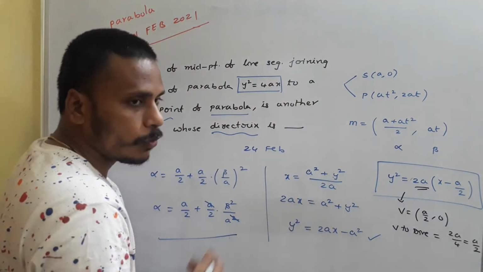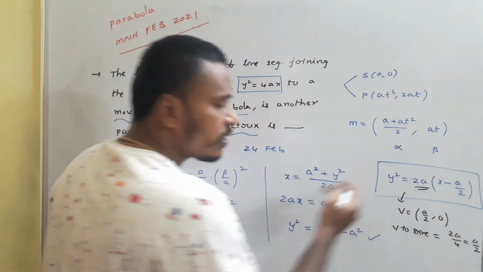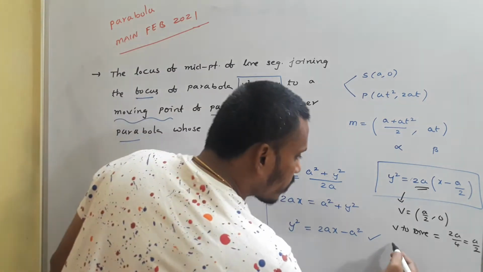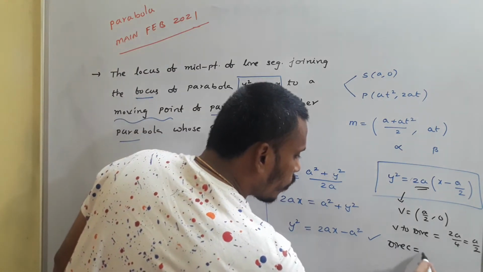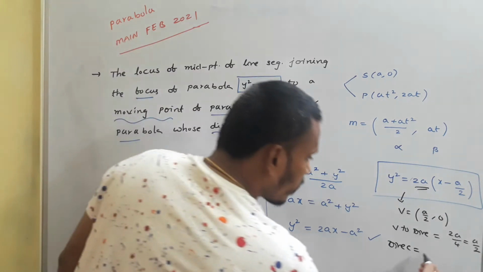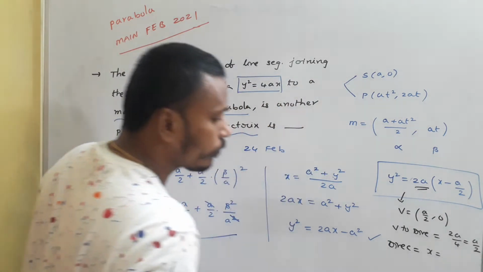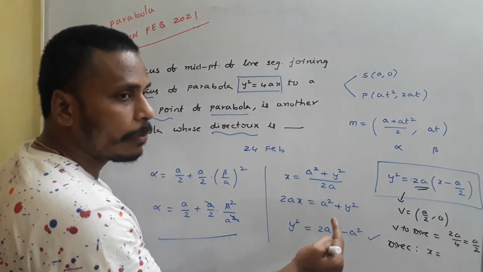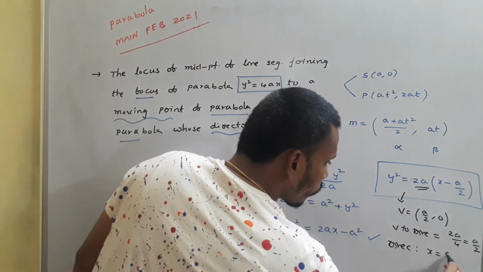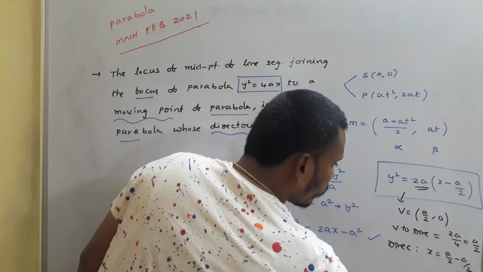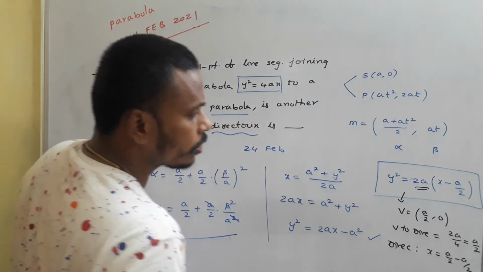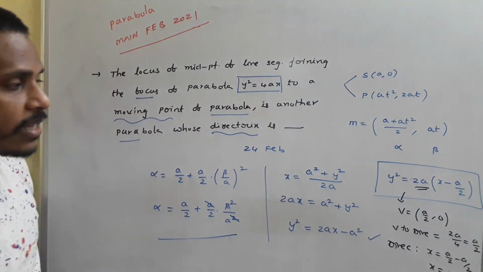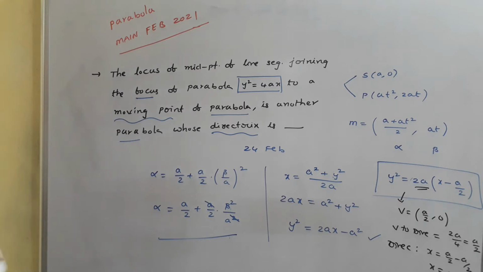So we need to move leftward. The axis is the x-axis, so the directrix is parallel to the y-axis. So the directrix is x equals a/2 minus a/2. You just have a look: x equals 0. So the y-axis acts as the directrix for this given problem.